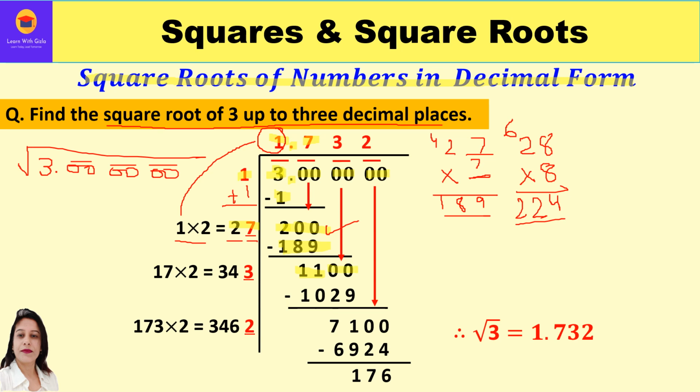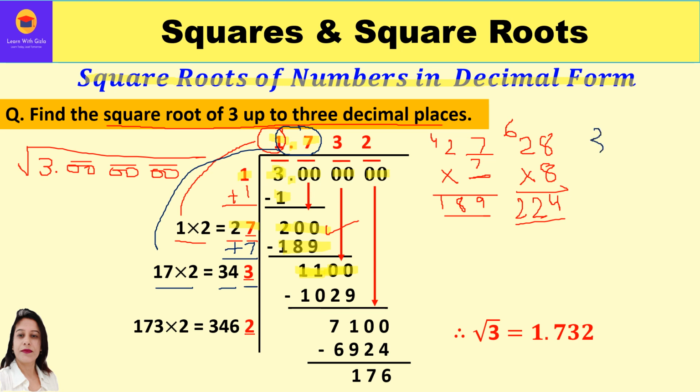Bring down the next period, that is 0, 0. So the new dividend is 1100, which we are going to solve now. Now to solve this new dividend, we need the divisor. So over here, our quotient is now 17, right? Now take 17 and double it. So we will get 34, or another way of getting 34 is just add 7 to 27 and you will get 34. Now keep a blank over here.